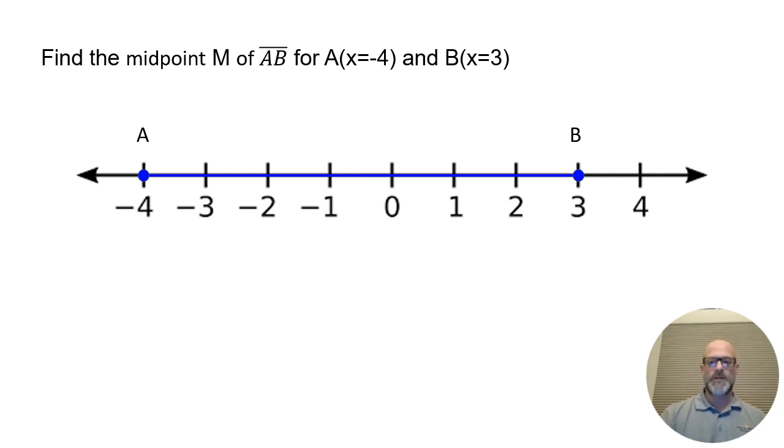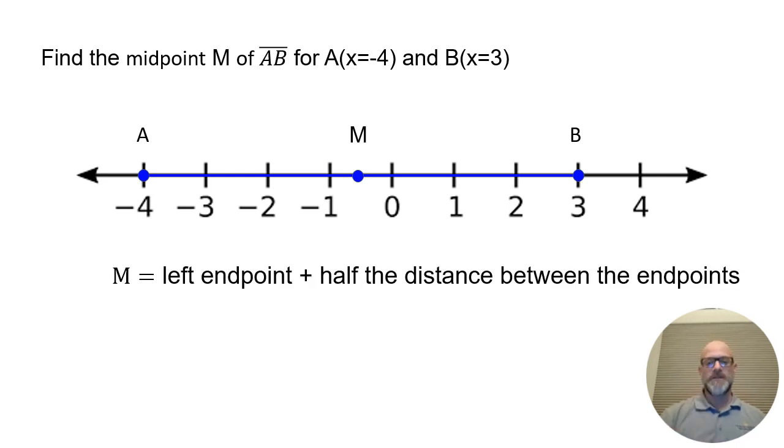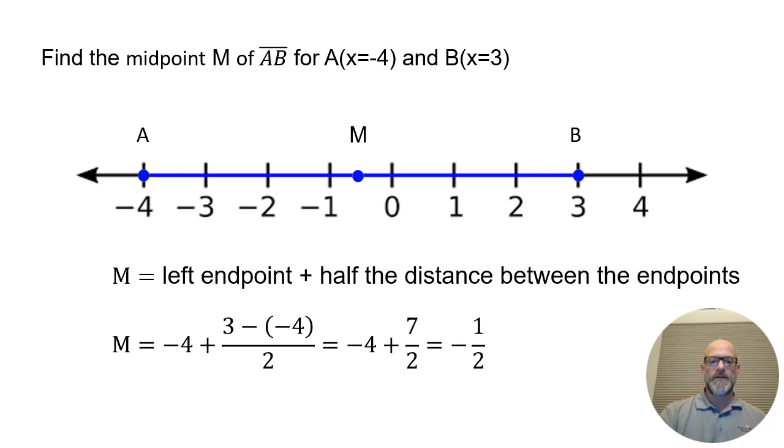There's another approach you need. You need both. To get the midpoint here, starting with the left endpoint, that's this one right here, we could add half the distance between the endpoints, and that'll take us to the midpoint. So -4, which is the left endpoint, plus 7/2, which is half of AB, will get me to the midpoint. It's the same number, -1/2. All right, know both ways.